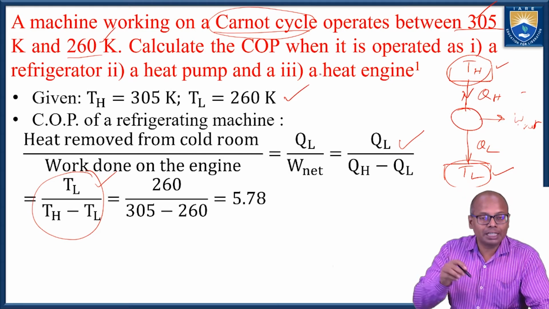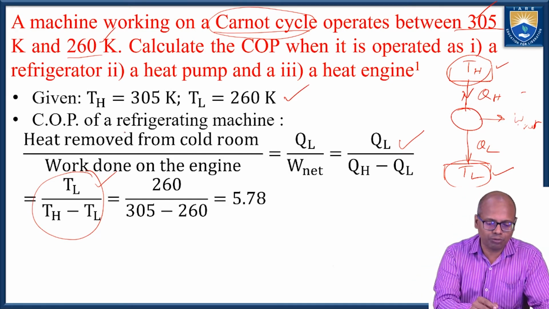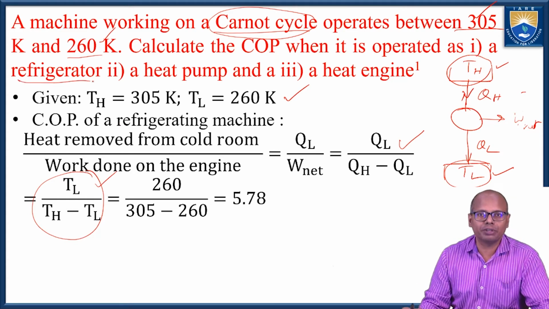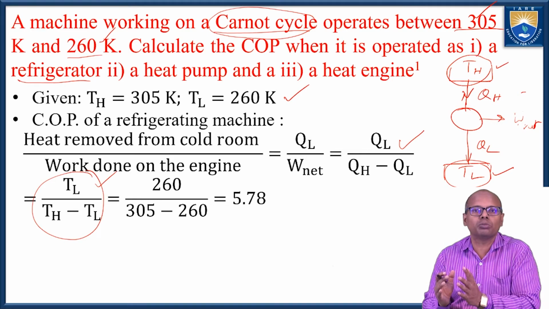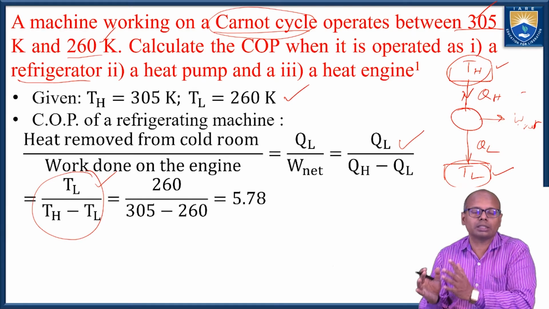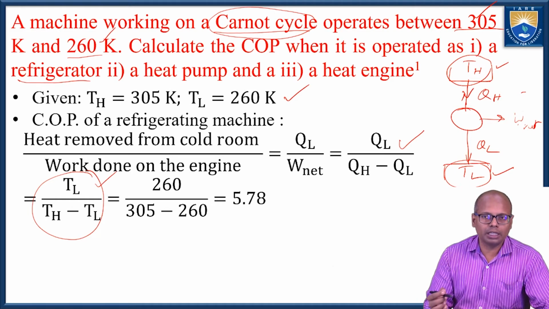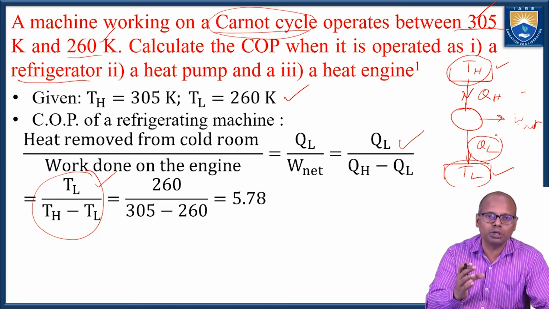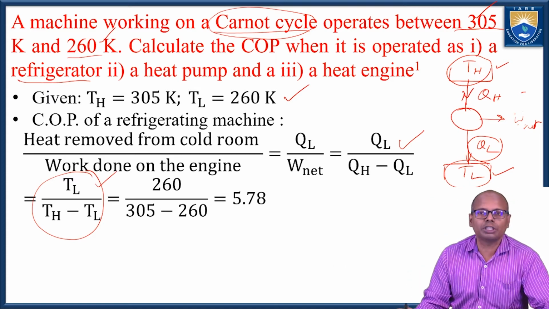Now, if it is working as a refrigerator, the first objective is refrigeration, or keeping the room cool, cooler than the atmosphere. The main purpose of the refrigerator is how much heat it can take from the room and reject to the atmosphere.